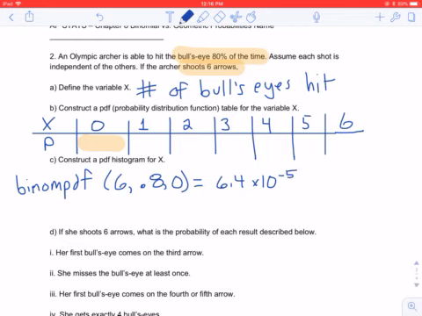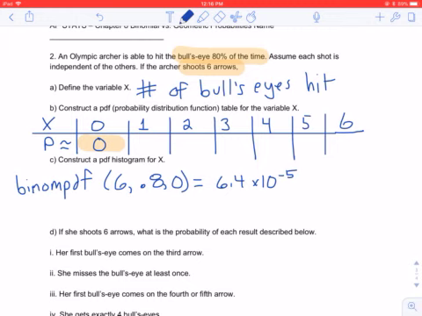So that means if I'm an 80% bullseye hitter with my bow and arrow, the chances of me not hitting it at all in 6 tries is going to be incredibly low. So it's actually going to be very close to 0. I'm just going to put this little symbol here, meaning that I'm not giving exact probabilities, but I'm giving something close. So my probability of hitting it 0 times is going to be very, very close to 0. So I'm just going to put 0 there.